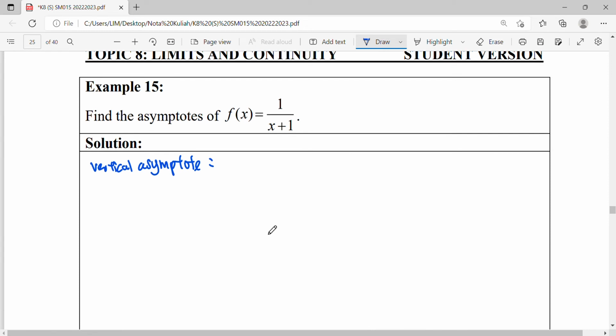So look at your function. Rational function, it will be undefined when your denominator equals to 0. So your function will be undefined at x equals to -1. So to calculate the vertical asymptote, we're going to do one-sided limit, where we approach this function from the left-hand side and from the right-hand side.